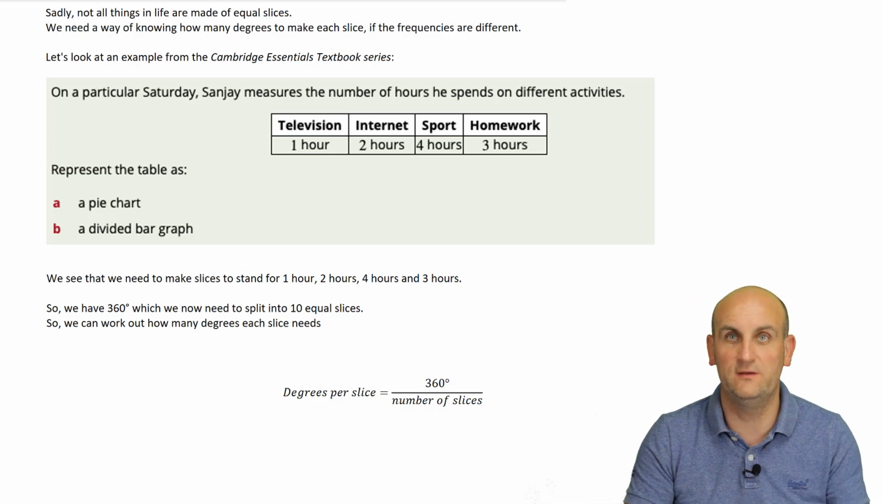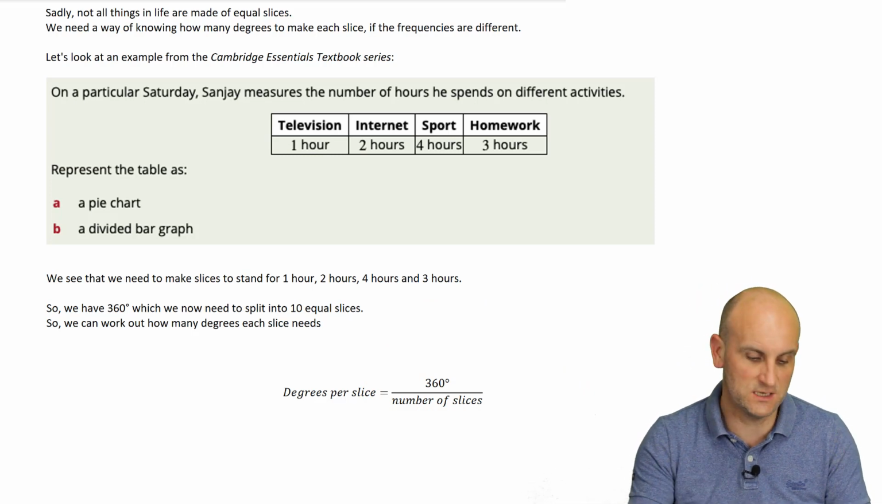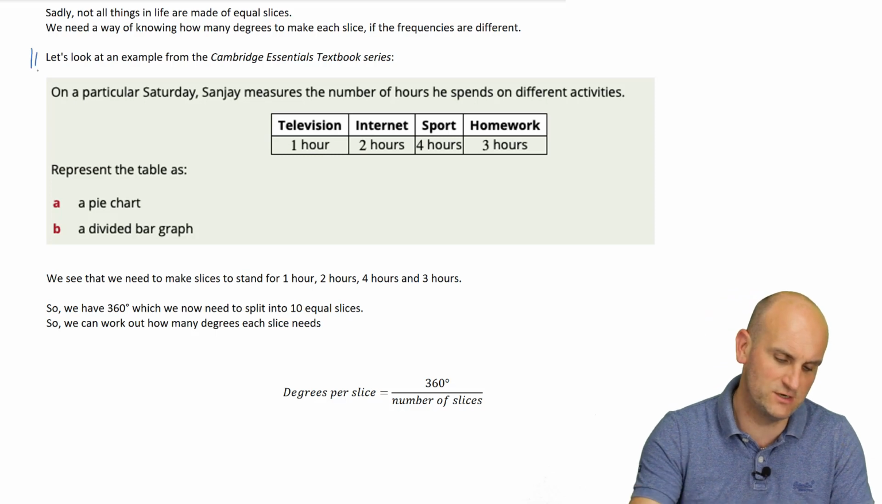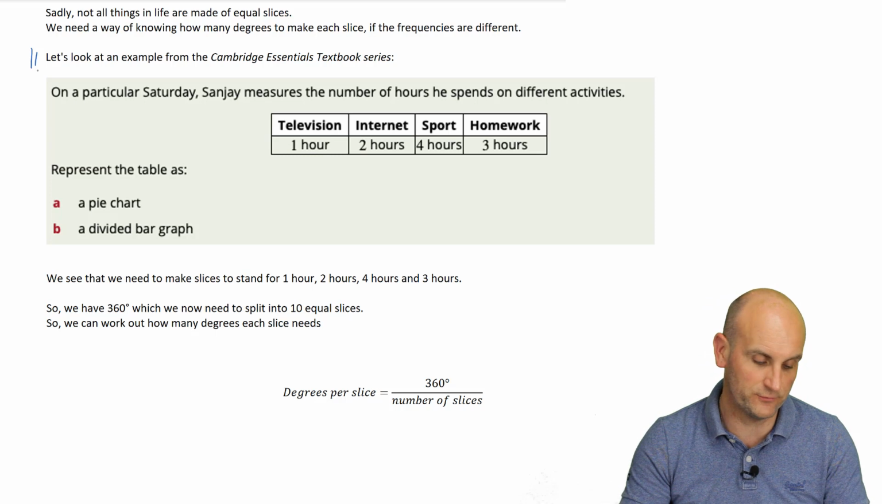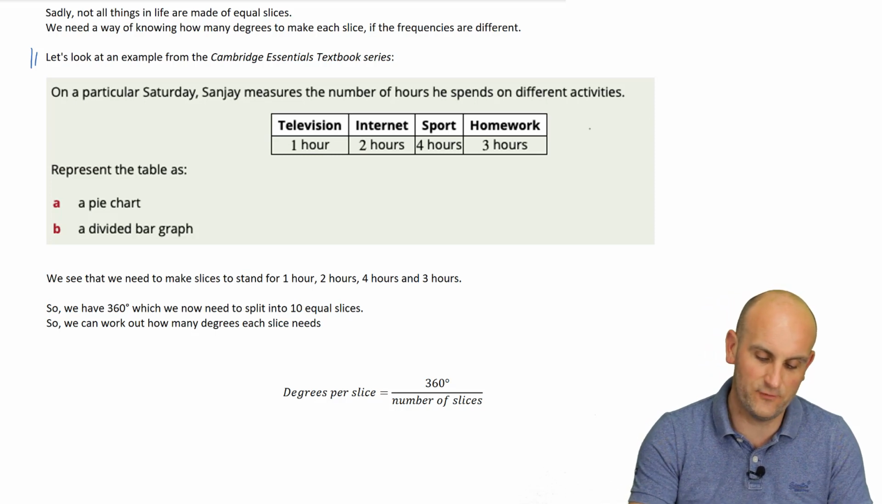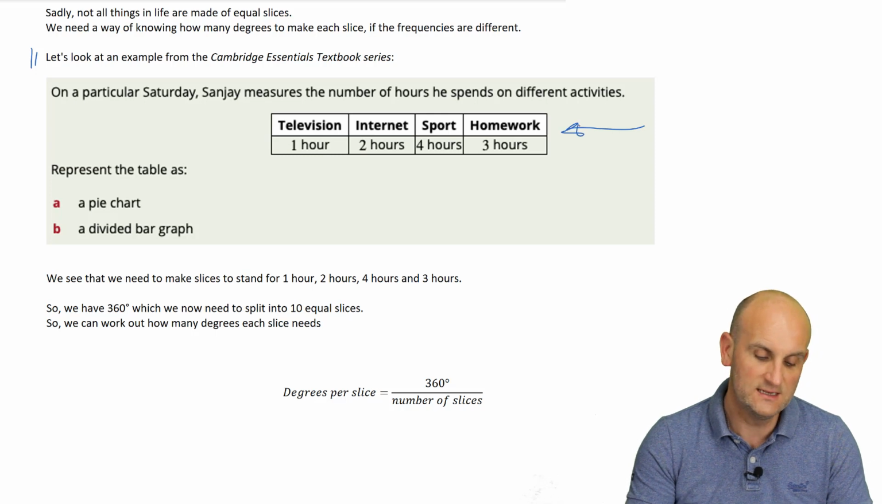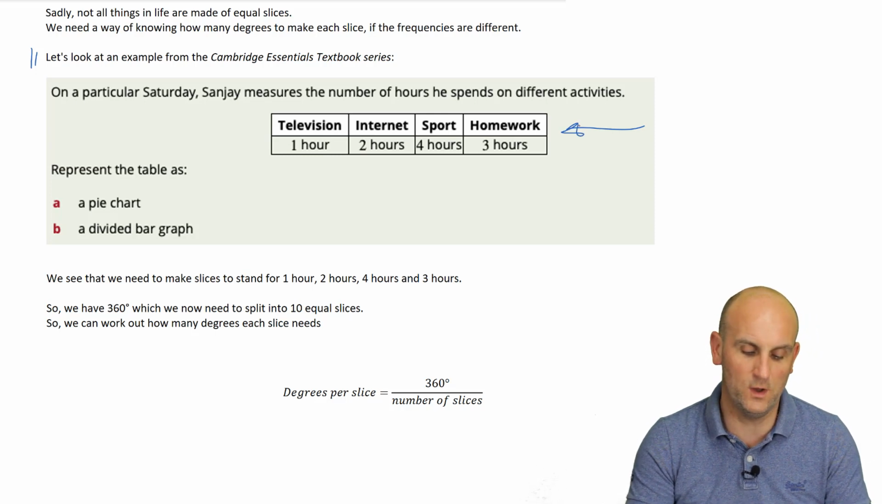Sometimes, as we did with that previous diagram, there are different slices. So let's look at an example from the Cambridge Essentials textbook series, and thank you to Cambridge for allowing me to use your examples. On a particular Saturday, Sanjay measures the number of hours he spends on different activities. And what do we have here? Television, internet, sport, and homework.